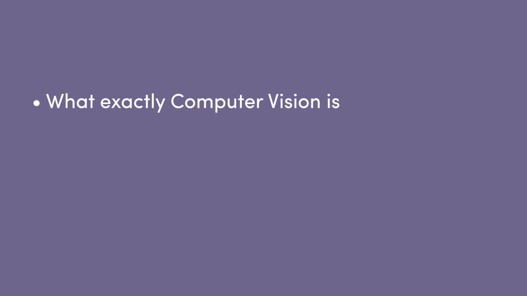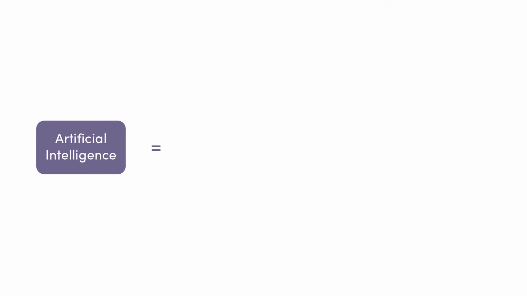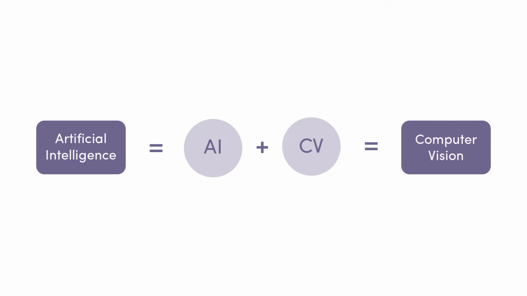In this short video, we will discuss what exactly computer vision is and some real-life examples of computer vision. Let's jump right in and talk about the definition of computer vision. Computer vision is a field within artificial intelligence. You might be familiar with the acronym AI, which is artificial intelligence. Well, computer vision is the same and is often seen written as CV.